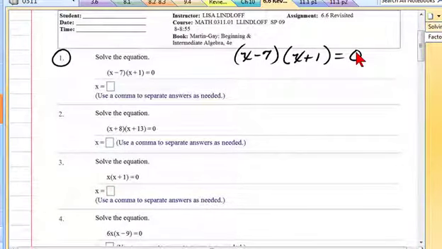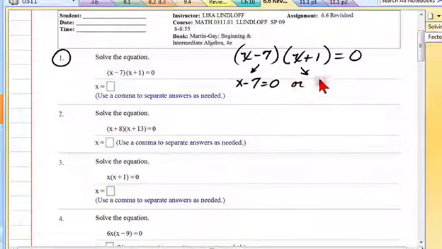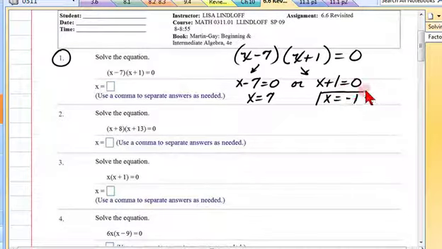Now this problem would be quadratic. You would see it as quadratic if it were multiplied out, and it's already set equal to 0. It's already factored, so all you have to use is the zero factor property that says either x minus 7 is equal to 0 or x plus 1 is equal to 0, which means x is 7 or x is negative 1. So that should come as no surprise.